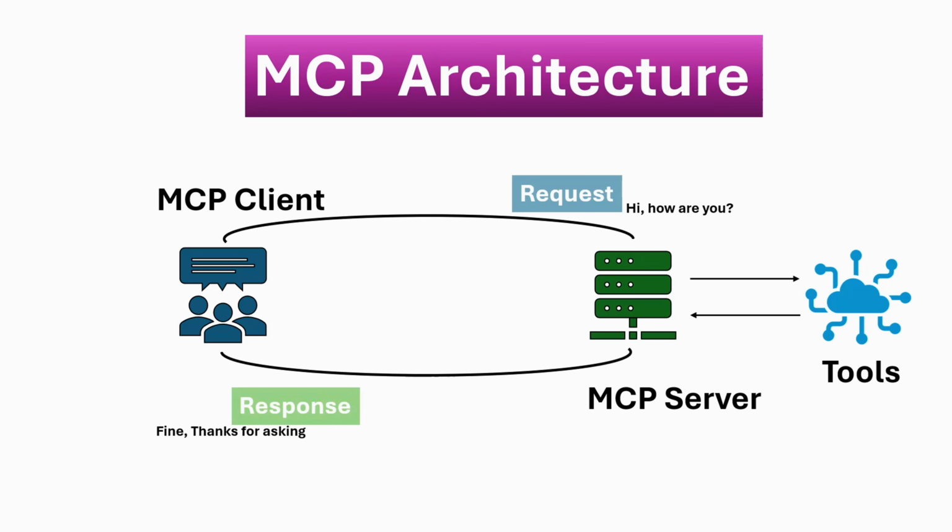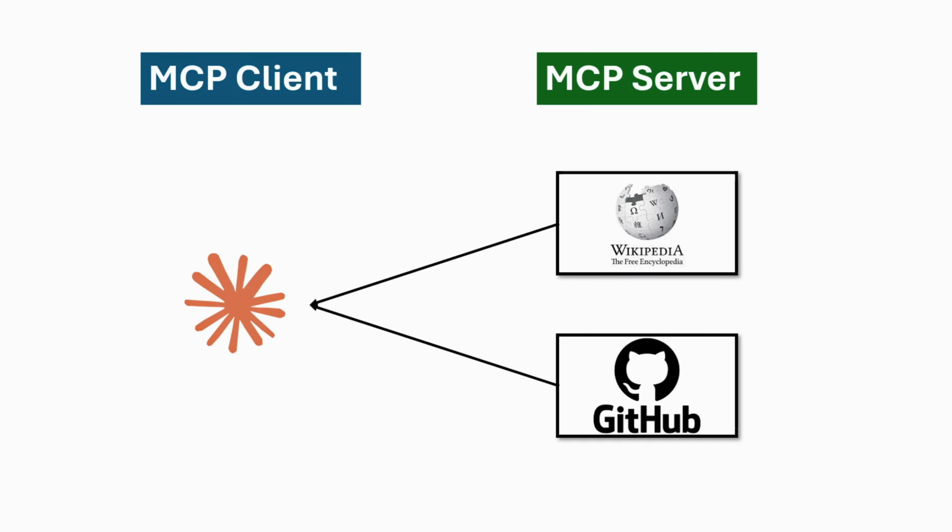Thanks for asking. And the entire interaction between the client and server happens through a certain protocol, which you have probably guessed already, called Model Context Protocol. Today in this example, we will see how an MCP client, Claude, interacts with an MCP server built on top of tools such as Wikipedia and GitHub, and how you can send questions in natural language and the MCP server decodes these questions and provides the answers also in natural language.